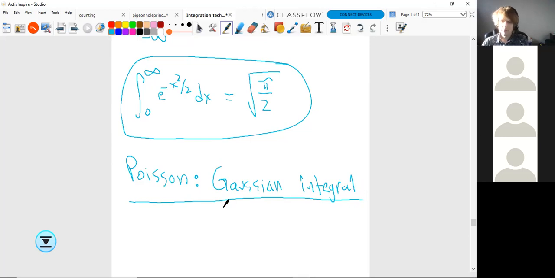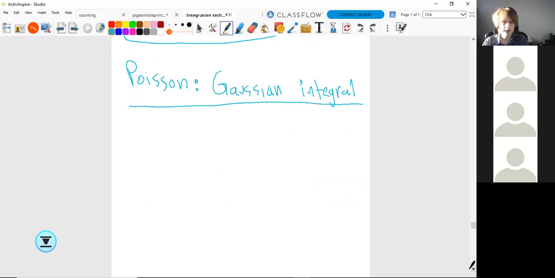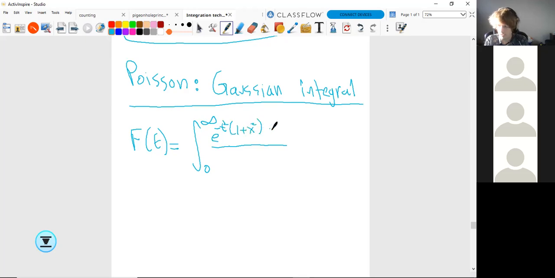But the method that we're going to do is kind of just like someone really knew how to integrate and they figured this out. So we're going to define a completely new integral. And we're just going to deduce the Gaussian integral as a special case. So we have capital F of t is equal to the integral from 0 to infinity of the quotient e to the minus t squared times 1 plus x squared over 2, over 1 plus x squared, dx.